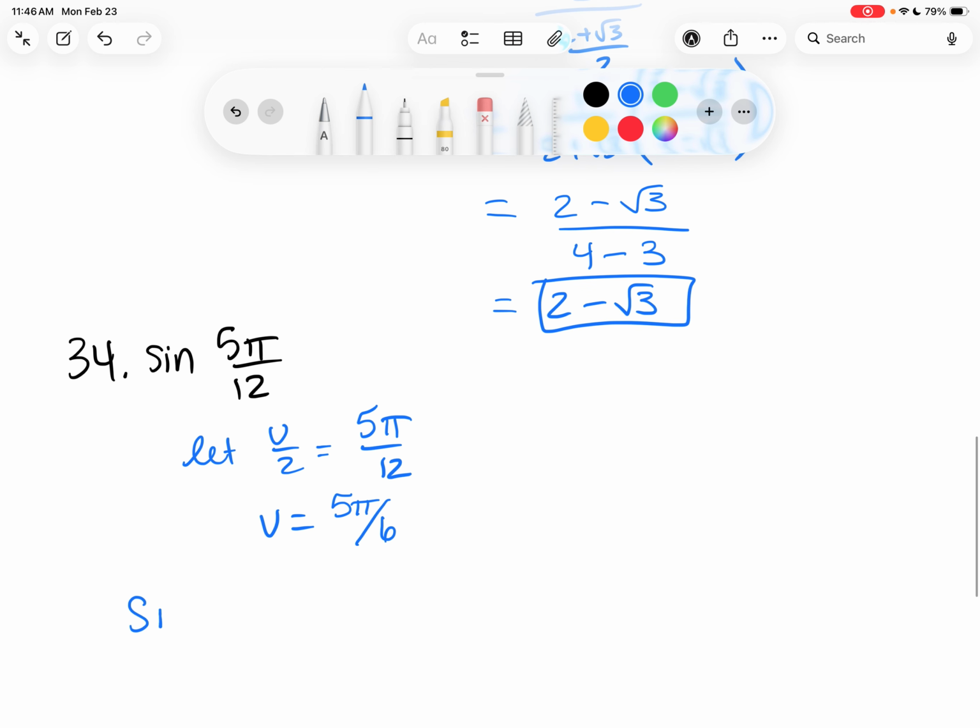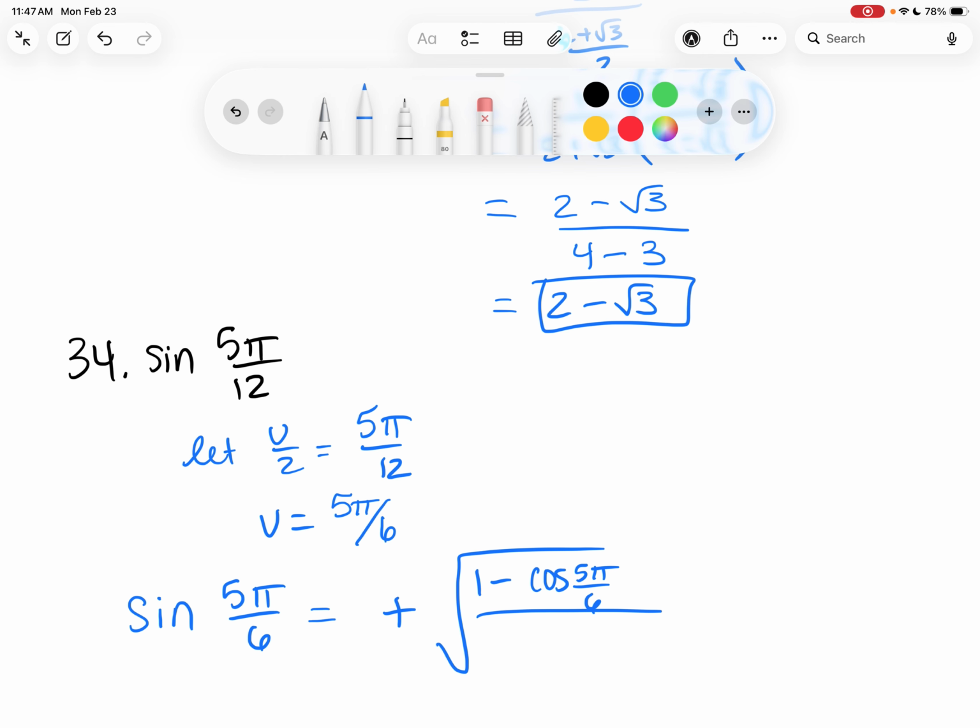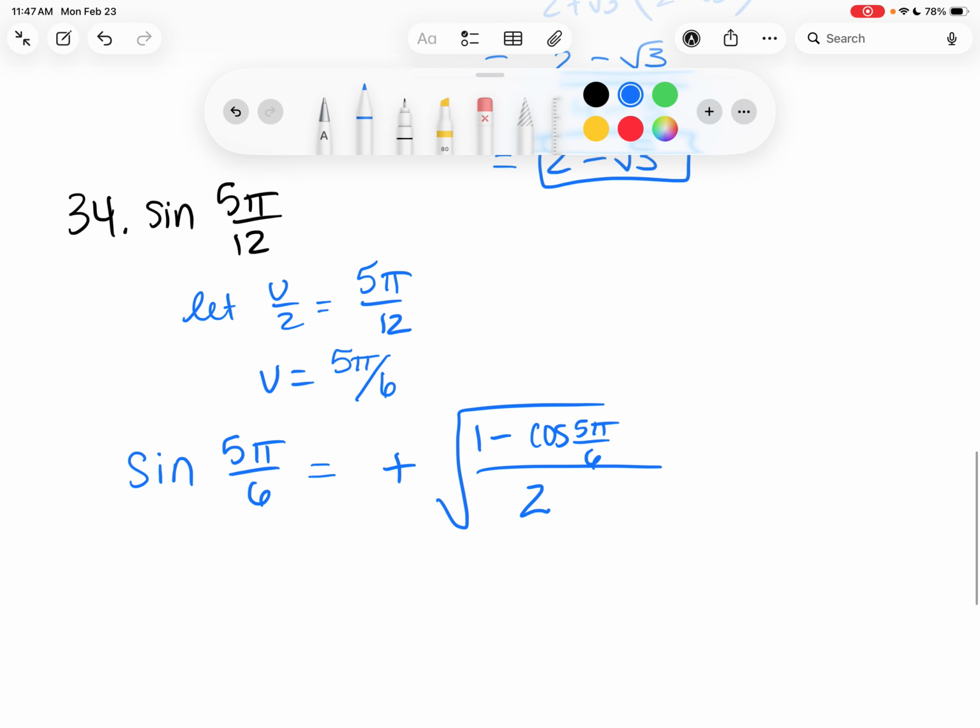So I'm looking at the sine of 5 pi over 6. Top left quadrant. So is sine positive or negative there? Positive. So we've got positive, because these are the formulas where we have to choose positive or negative. And then we have the square root of 1 minus the cosine of 5 pi over 6, all over 2. What's the cosine of 5 pi over 6?